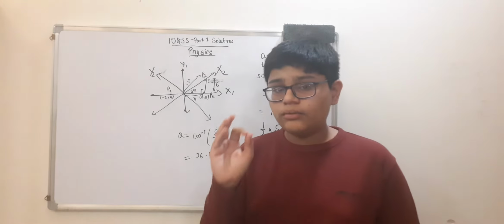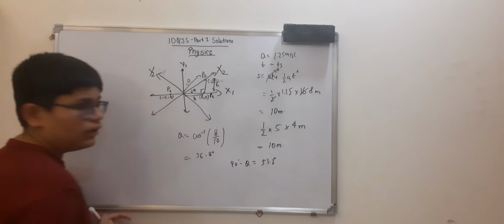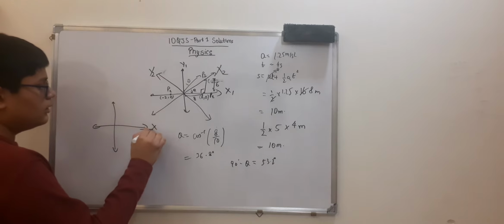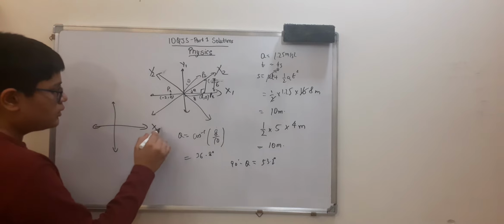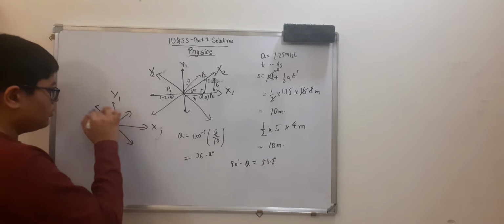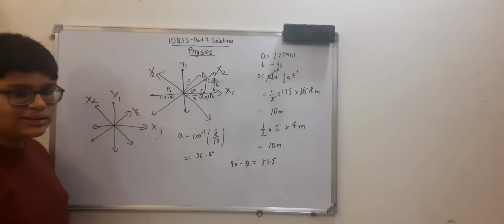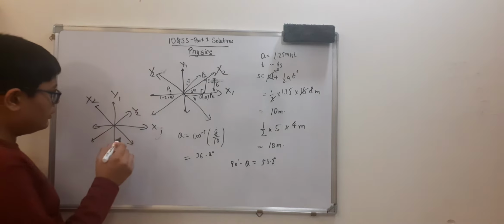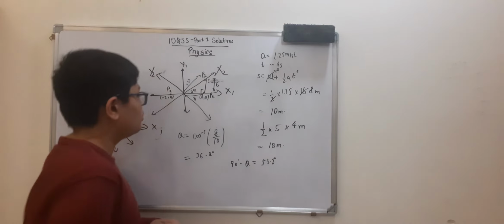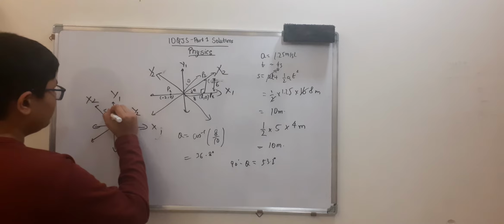But there's one more thing. We can also consider the axes like this. This is x1, this is y1, and this is x2, and this is y2. If we solve it like this, then you will have to take the angle between y1 and x2, which will again be 53.2 degree.